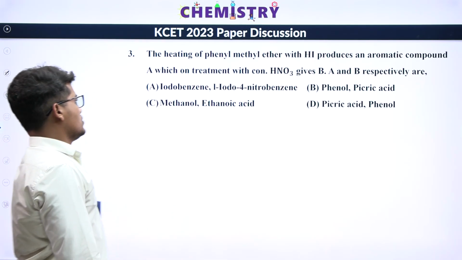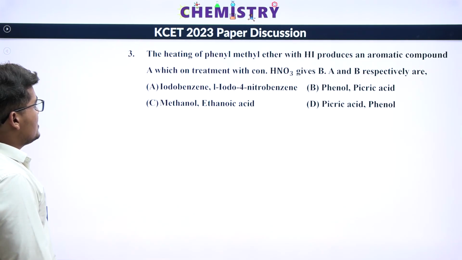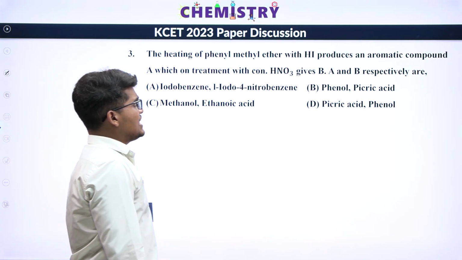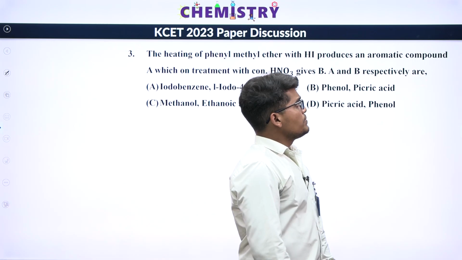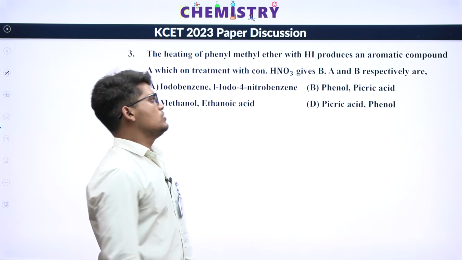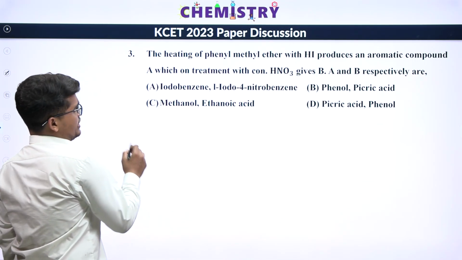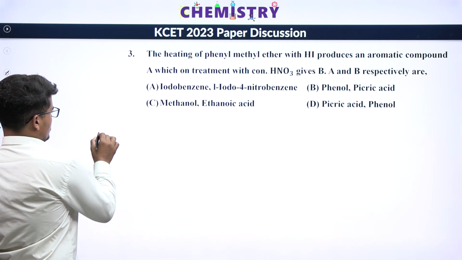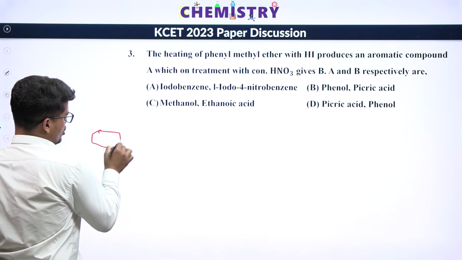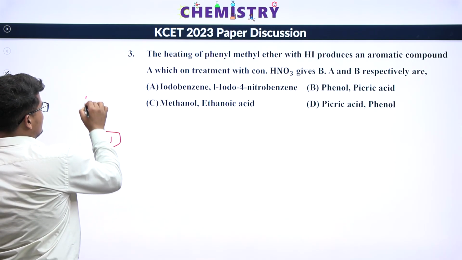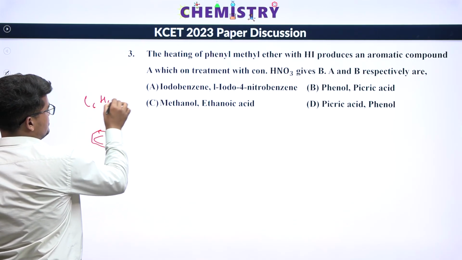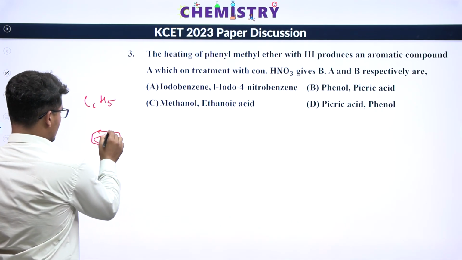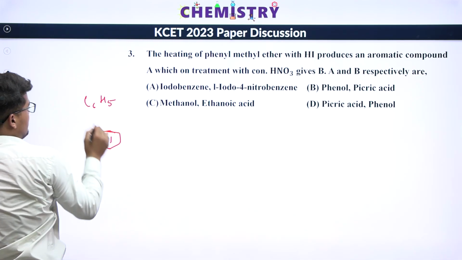Now come to the third question. According to the third question, what they are saying is, the heating of a phenyl methyl ether with HI produces an aromatic compound. So basically we have to first draw what is phenyl methyl ether. So phenyl, just draw the phenyl. What do you mean by phenyl? Basically phenyl is C6H5. This is basically a phenyl.